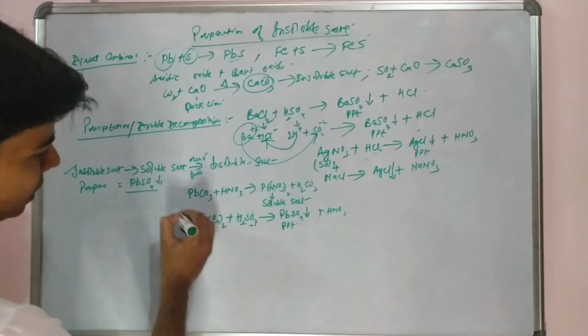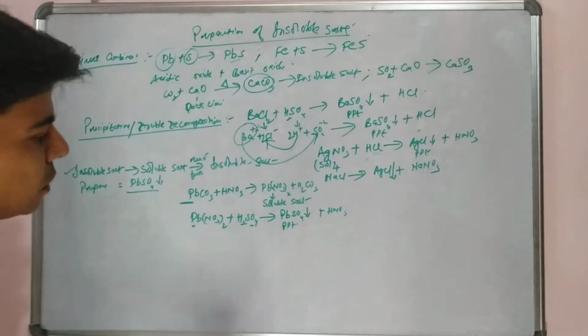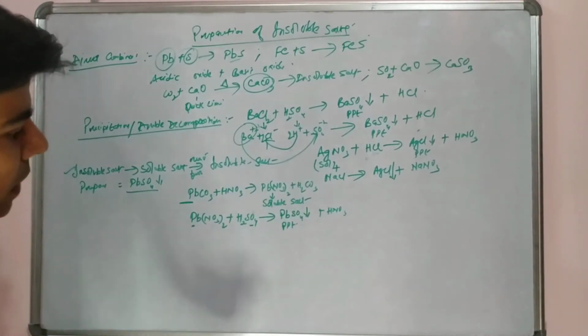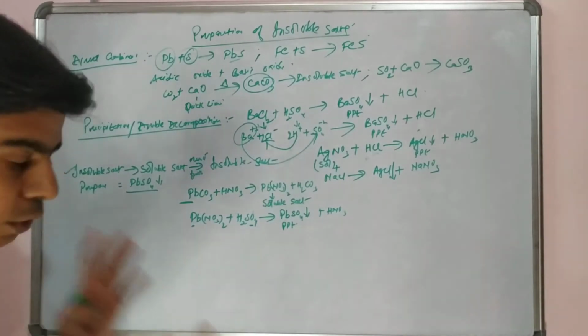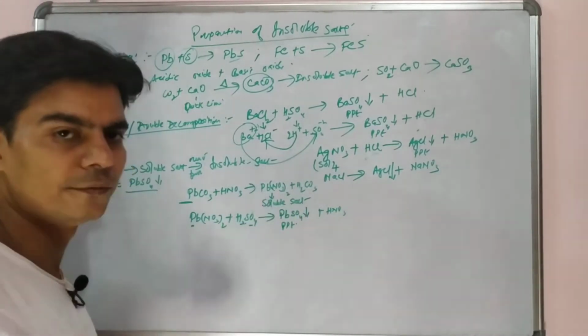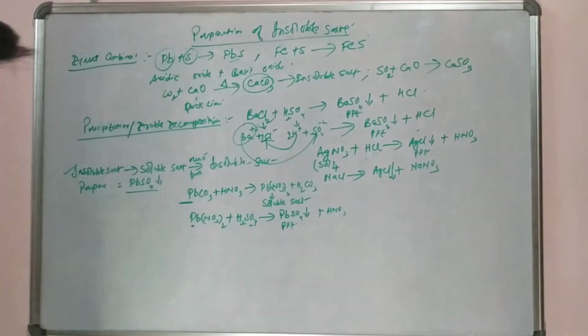So here we prepared an insoluble salt starting with an insoluble salt. The only thing we need to remember is, first we need to convert the first insoluble salt into a soluble salt, which is lead nitrate here in our case. Then this lead nitrate solution further reacted with sulfuric acid, giving you lead sulfate, which is an insoluble salt. This is a precipitate.